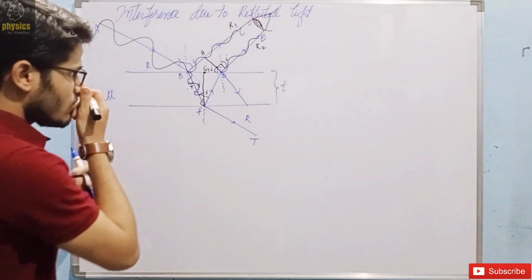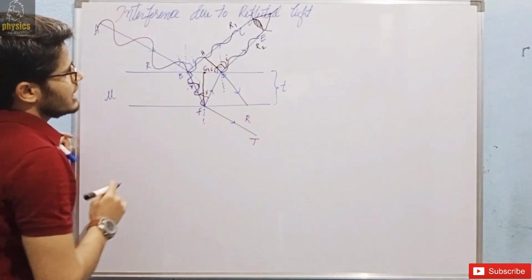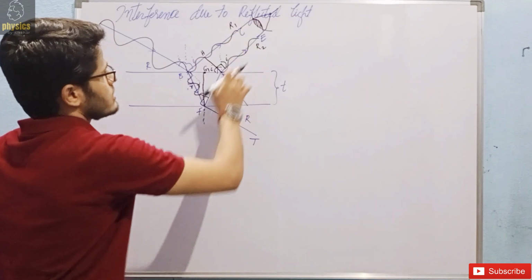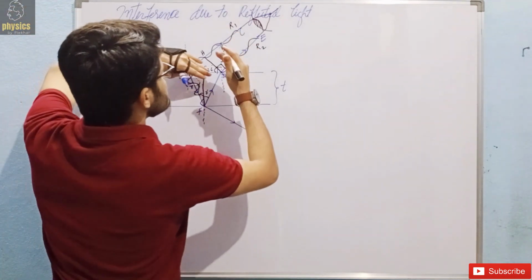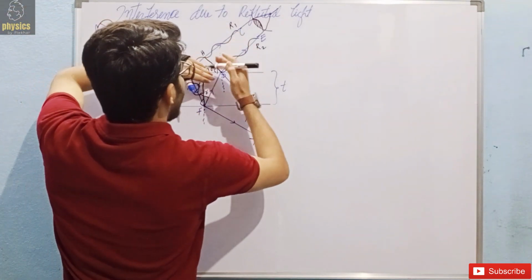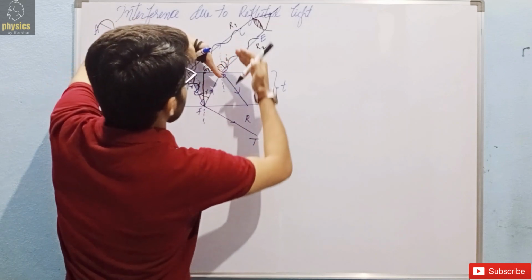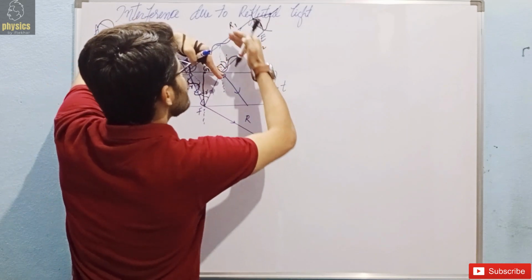Okay. Now we will find the path difference between these two rays. The story is exactly the same. After this particular point, they will travel exactly the same distance.